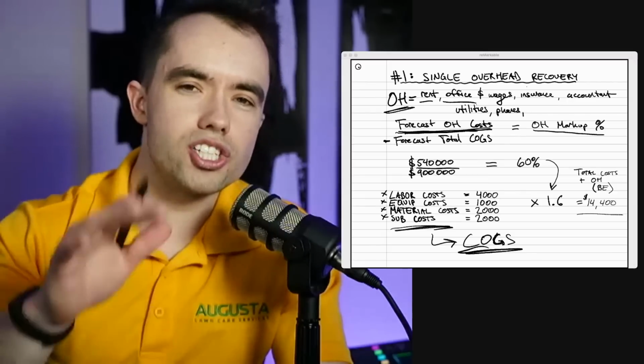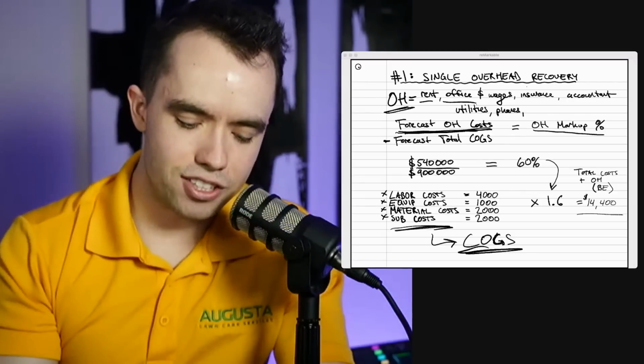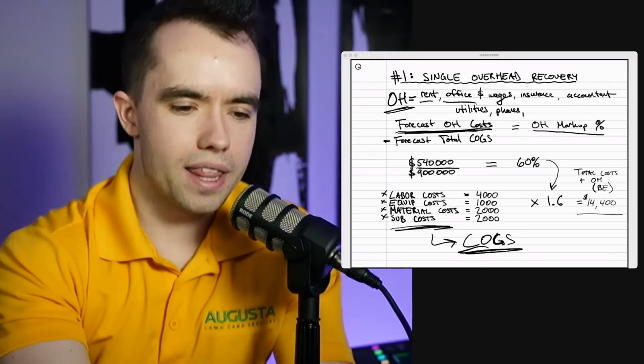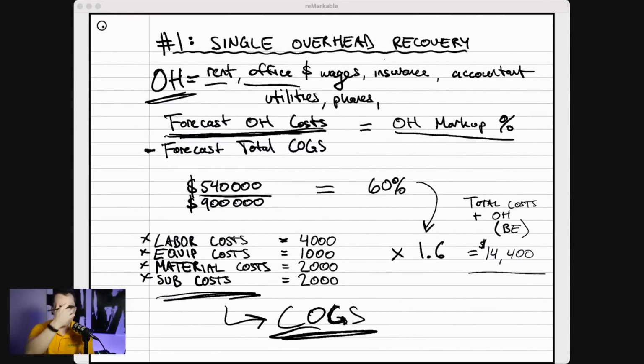Now, let's assume that we're taking a business that's doing $540,000 in total forecasted overhead costs. Again, overhead right here at the top, all these other things that go into running a business that are extremely expensive and most people don't take into account.